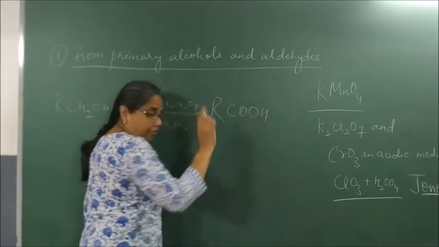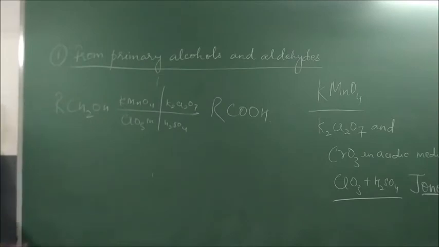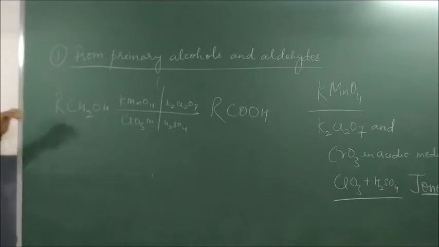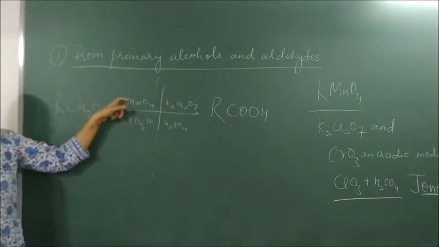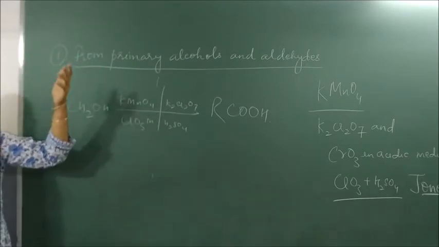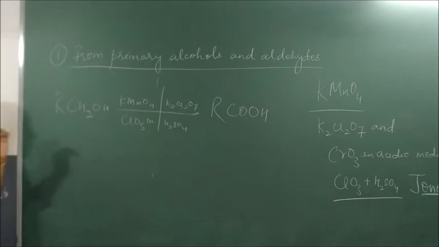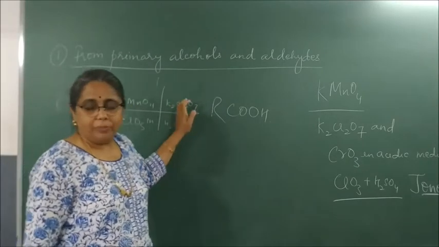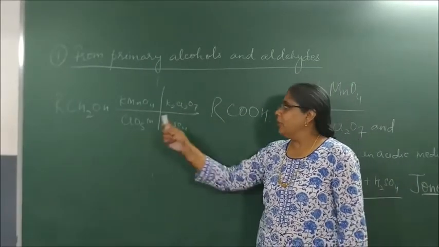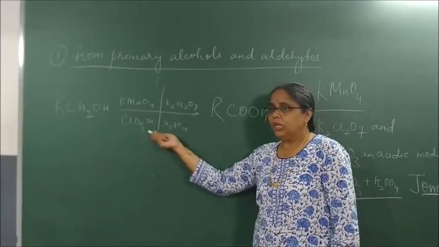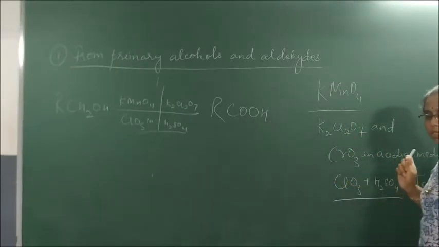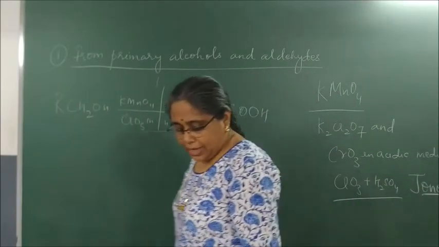RCOOH. The best way is to write it 3 times. I have written it like one lazy lump, all 3 together. You should write it 3 times. RCH2OH to RCOOH with KMnO4 can be done in neutral medium, acidic medium, or alkaline medium. RCH2OH to RCOOH can even be converted by using K2Cr2O7, or by using CrO3 in H2SO4, which is called what reagent? Jones reagent.